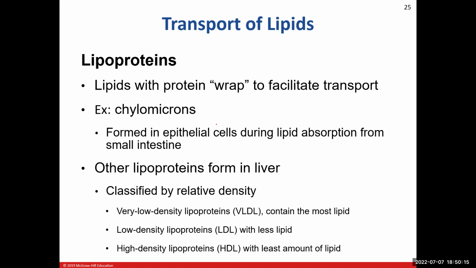So there are 3 different types of lipoproteins that I want to talk to you about, and they are named by how dense they are. We have our VLDLs, the very low density lipoproteins, which are pretty much mostly lipids. Then we have our low density, which is going to be less lipid. And then our high density lipoproteins, which are what we call the good cholesterol. They have the least amount of fat.